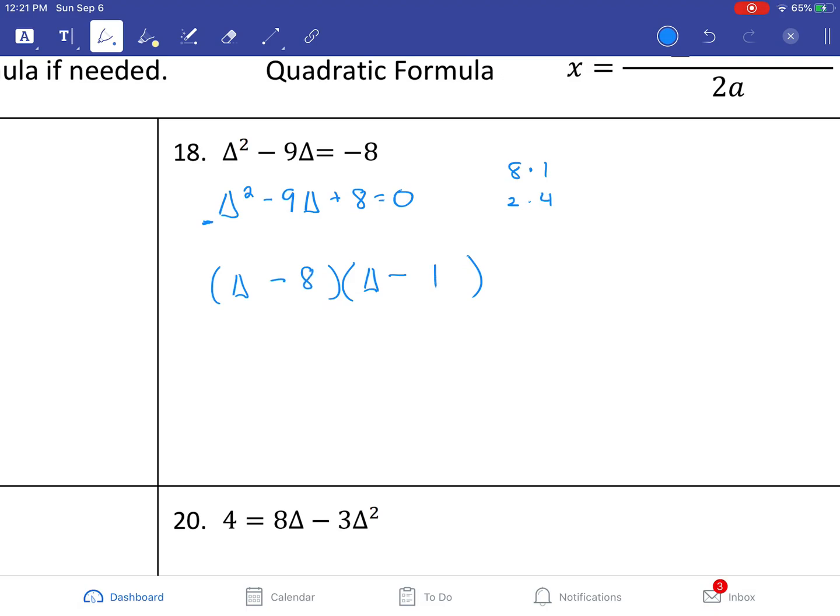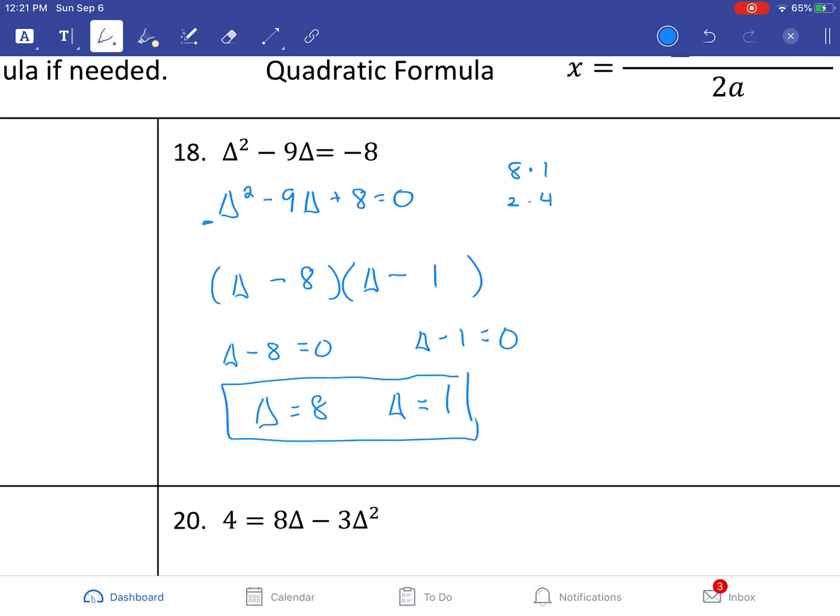Okay, so now in the previous section, we'd be done, but now we have an equation. So we're going to take the triangle minus 8 and set it equal to 0, and the triangle minus 1 and set it equal to 0, and solve both for the triangles, which will give you positive 8 and positive 1. And there you go.